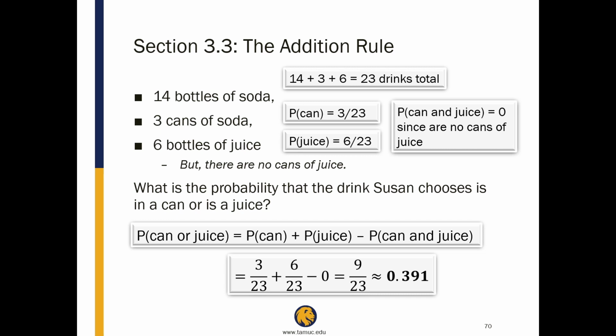So all we need to do is take the probability of a can, 3 out of 23, plus the probability of selecting juice, 6 over 23. Add them together to get 9 over 23. Approximately, that's 0.391 as a decimal in this case.